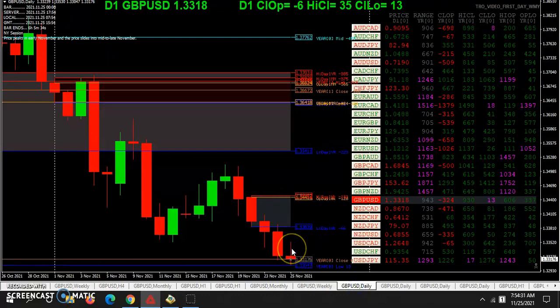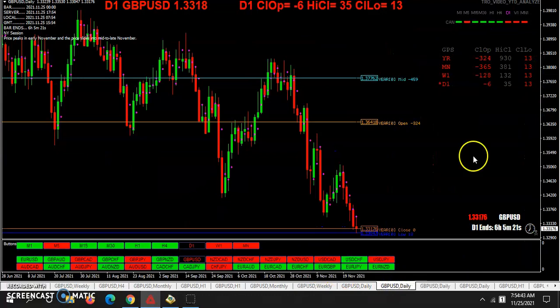Daily, we are 13 pips off the yearly low, which we put in today. You can see that right here. Yearly, monthly, weekly, daily. So for the month, 364 pips below the monthly open, 324 before the yearly open.